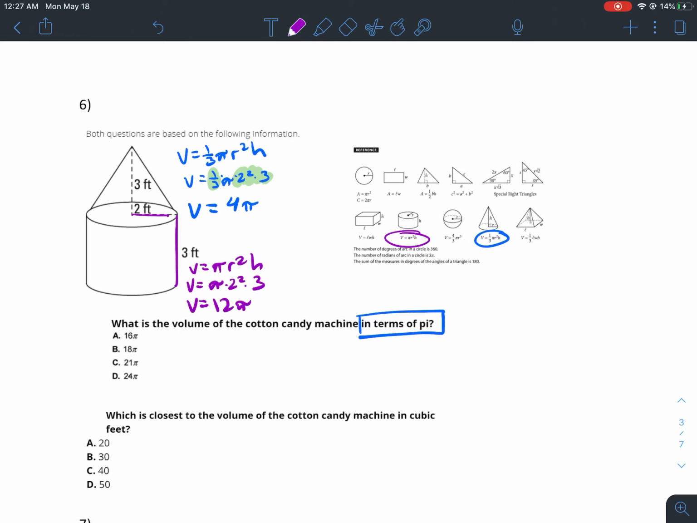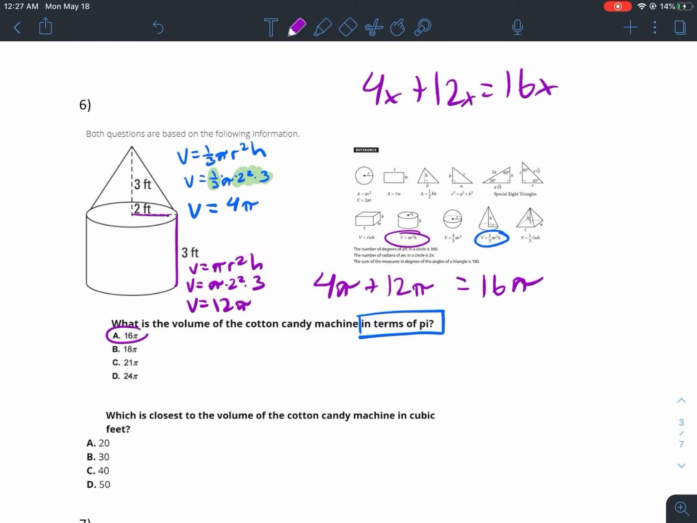So to get the total volume, we need to add those up. Now remember, when you're doing things in terms of pi, you kind of treat pi like a variable. So just like if it was 4x plus 12x, you'd get 16x. We're going to do the same thing with pi. 4 pi plus 12 pi gives us 16 pi, which is going to be our answer.